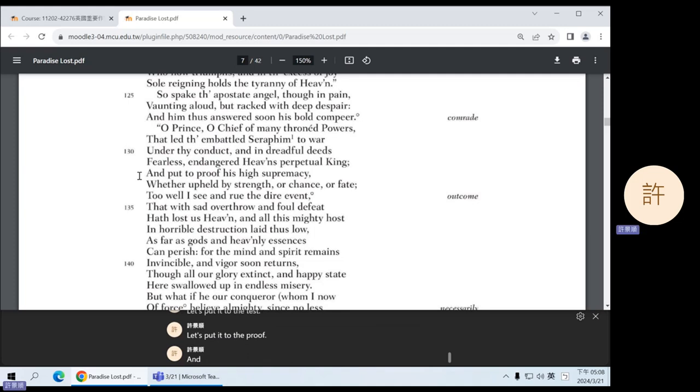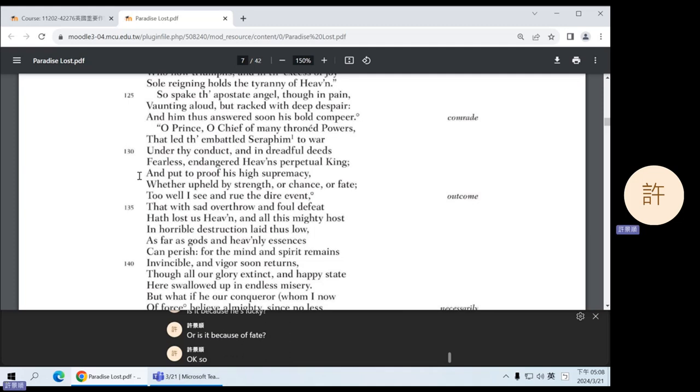And so put to proof, what did Satan prove? Whether upheld by strength or chance or fate. So God is in power. How does he maintain his power? Is it because he's stronger? Is it because he's lucky? Or is it because of fate?